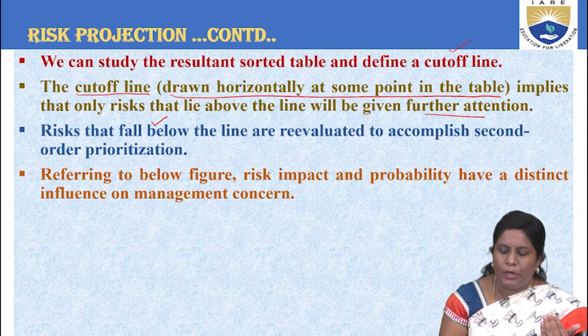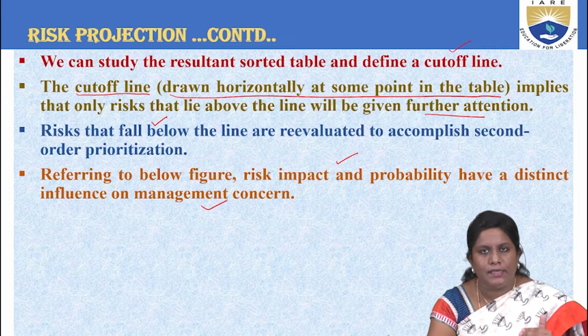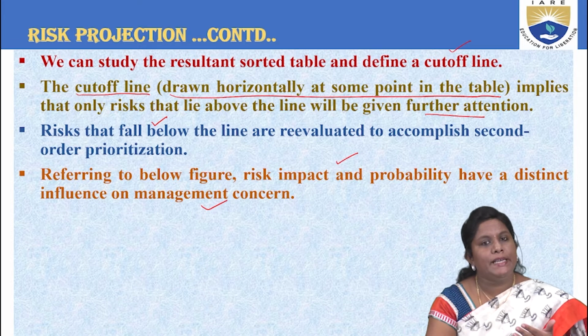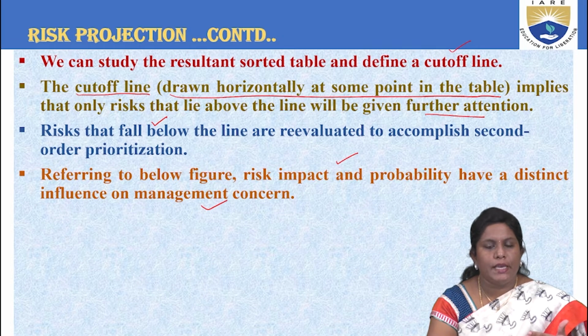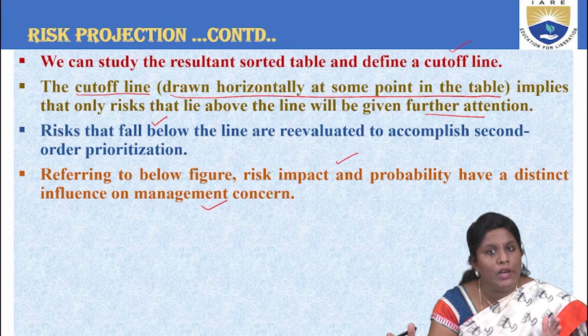Now, referring to the below figure, risk, impact and probability will influence the management concern. So I repeat, we are talking about the categories and the components. Then we build a table where we describe different types of errors and give them a probability and an impact value. Once that is done, we are able to find out the high probability risks and the low probability risks. Once this is done, you have a cutoff line. Why is this cutoff line important? Because above the cutoff line, we need to focus only on those errors.